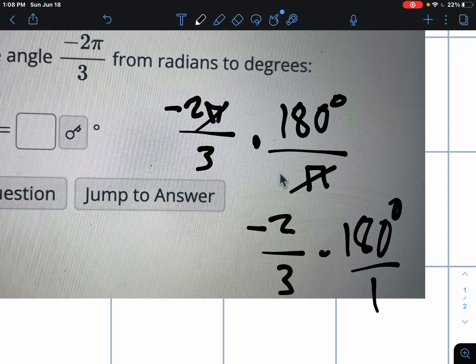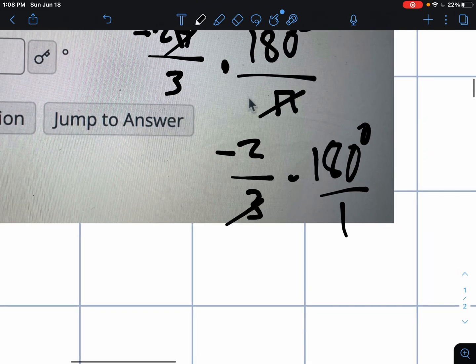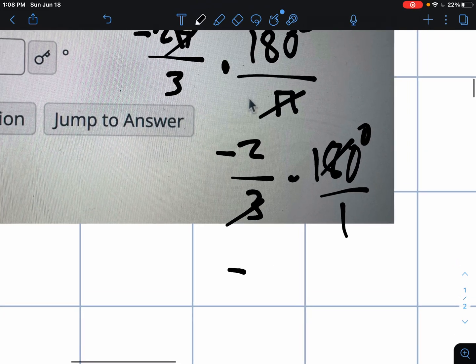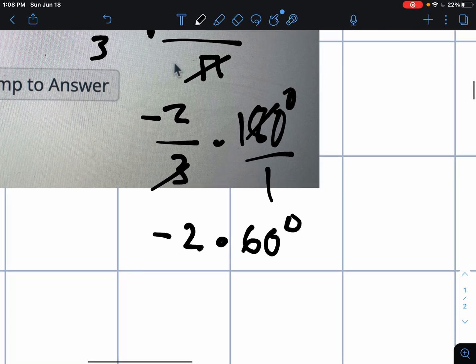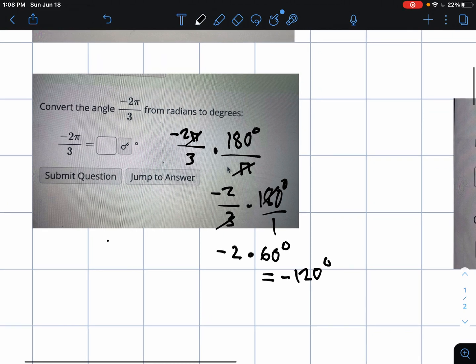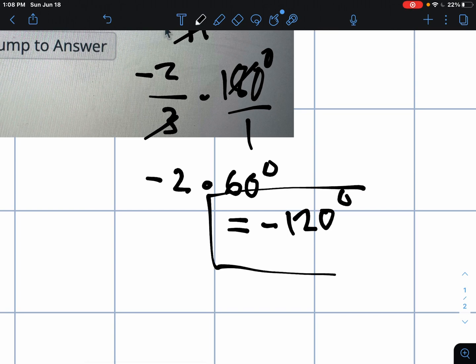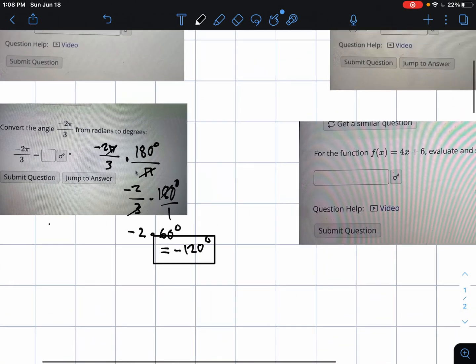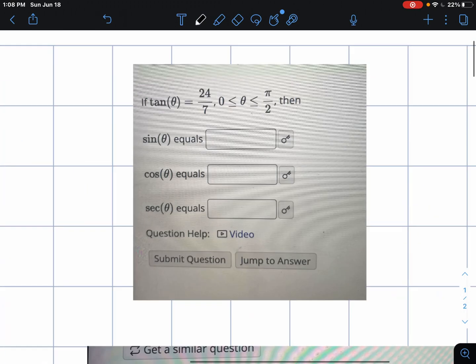And then we can also cancel the 3, so that would go away. This becomes negative 2 times 60 degrees. Negative 2 times 60 is negative 120. Then we have our degrees symbol. So negative 2 pi over 3 radians is equal to negative 120 degrees. Okay. Moving on to our third question.